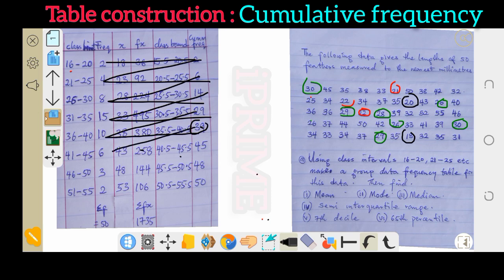Add 39 to 6, you get what now? 45. You write it down. Add 45 to 3, you get what now? 48. You write it down. Add 48 to 2, you get what now? 50. That we call cumulative because you're adding them continuously.